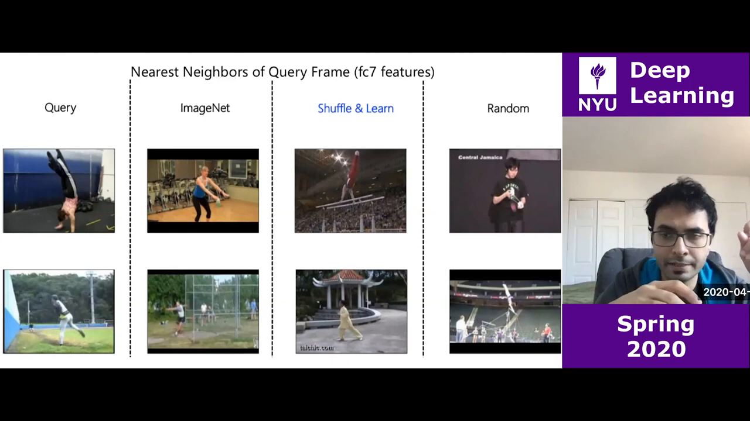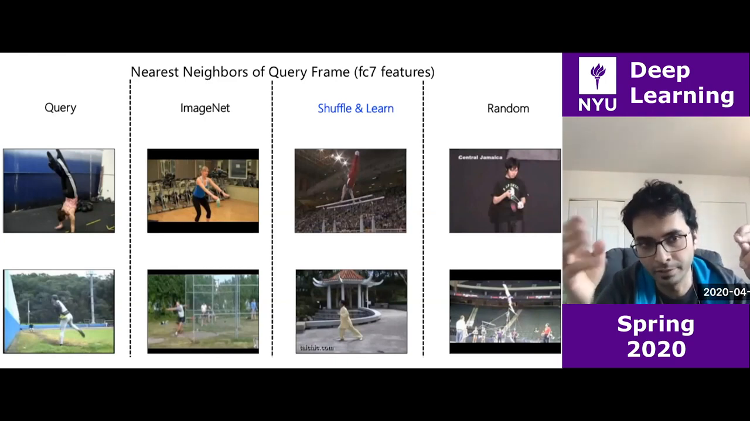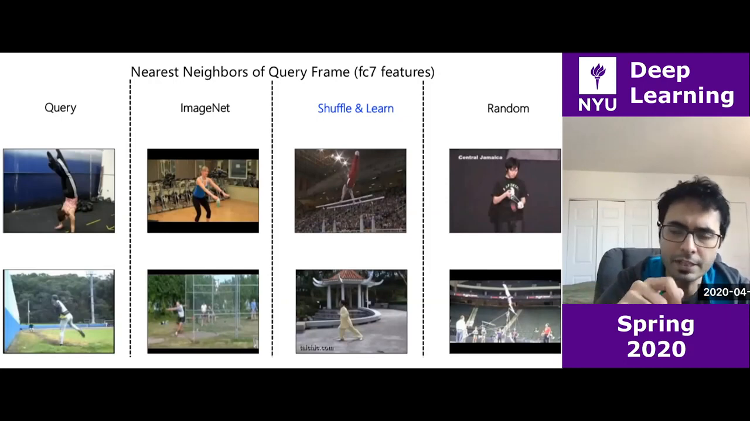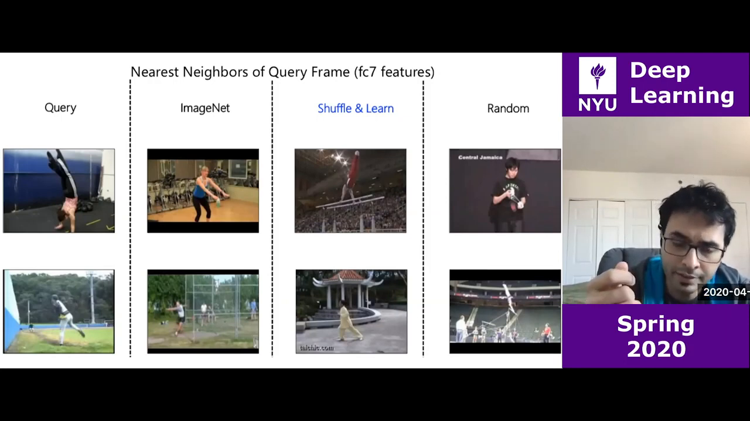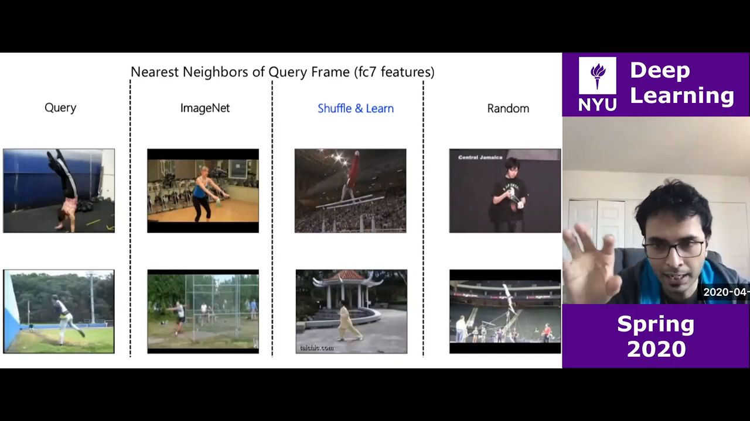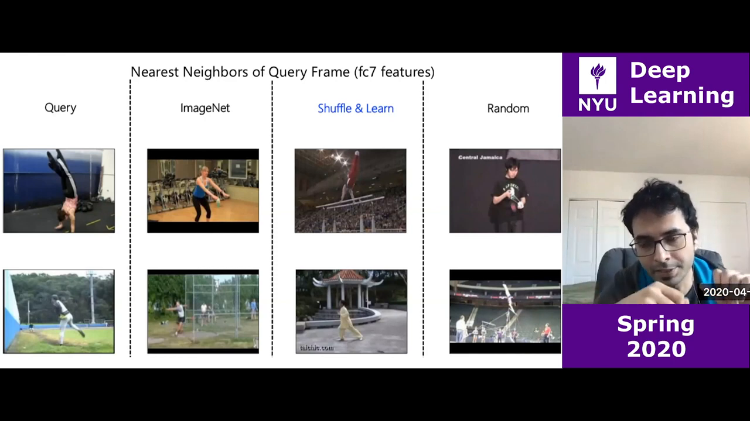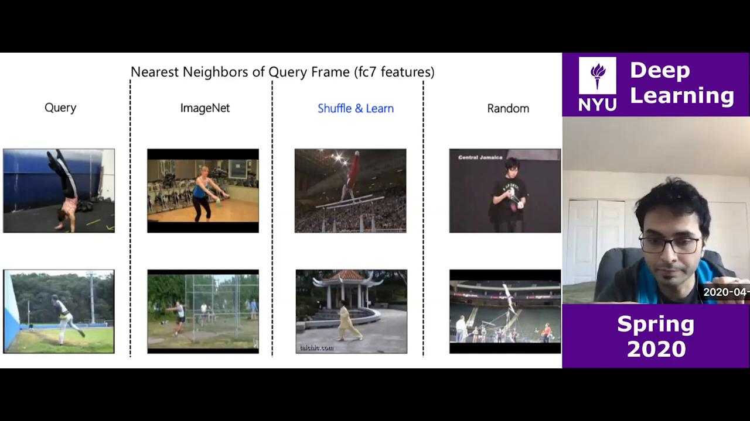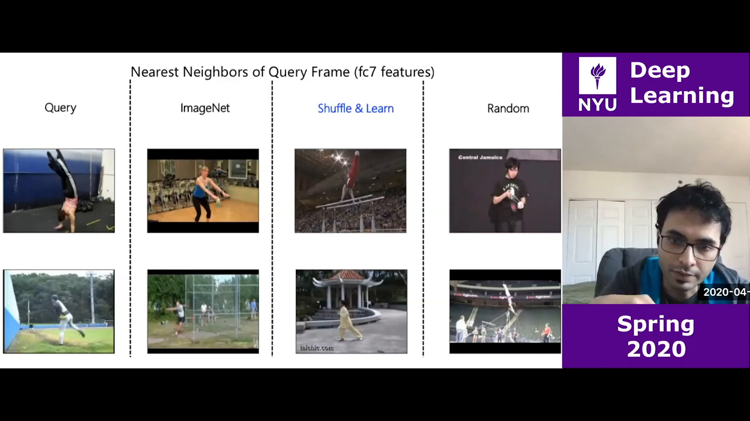If you look at, say, the rightmost, the nearest neighbors retrieved by the random network, you see that it really focuses on the color. So in the top row, it's really focusing on the black floor. It's really looking at maybe the black color in this image, and that's how it's retrieving its nearest neighbor. Now, if you look at the shuffle and learn nearest neighbors, they're fairly odd.